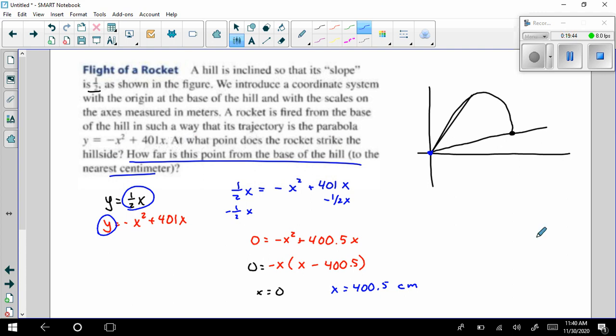But then at what point does the rocket strike the hillside? To find the point, you have to plug in the x value. And so we plug that into our original equation here, or we'll just plug it into the other one. So 1/2 times 400.5 is 200.25. And so this point here, at which point it hits, is at 400.5, 200.25. Distance from the base, height above the ground.